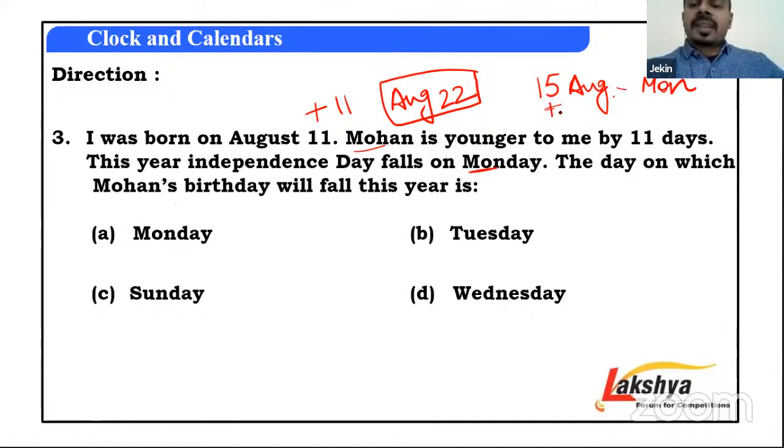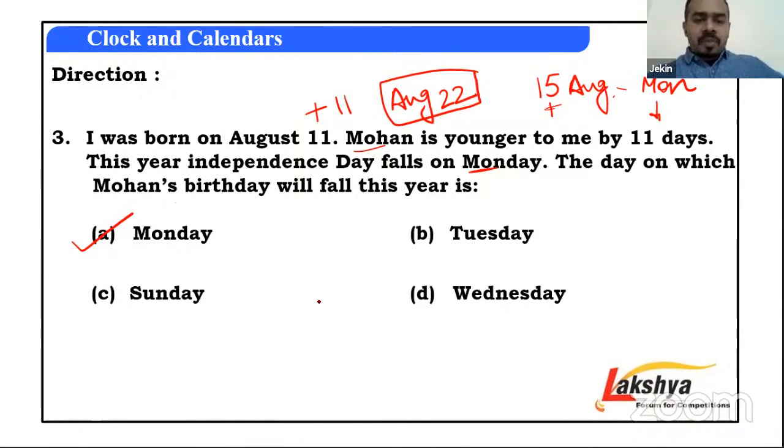You need to add 7 days. Correct? The 7th day will also be a Monday because a week has 7 days. Therefore, if 15th August is a Monday, your 22nd August, which is Mohan's birthday, will also fall on a Monday. Simple. Solved. Ho gaya. I hope this was clearer.